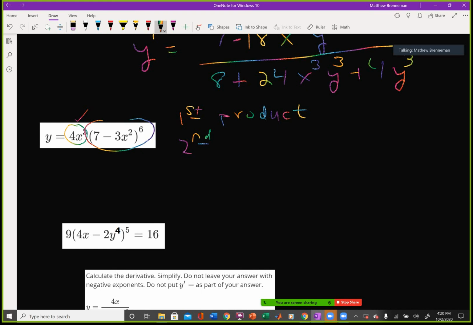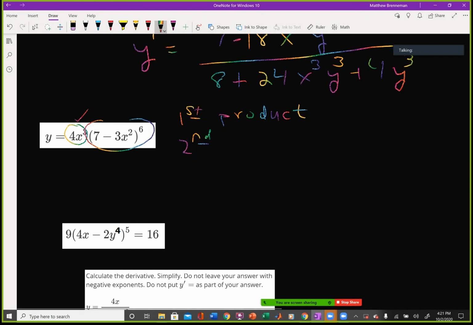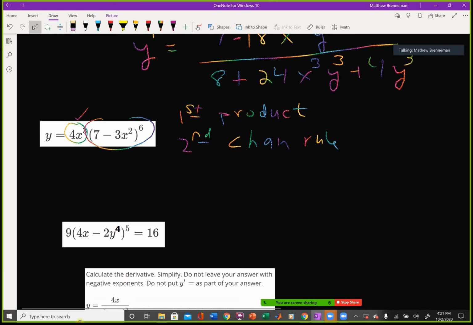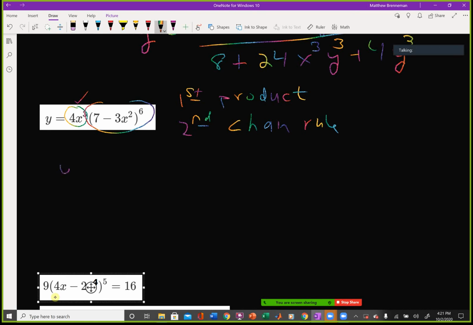Okay, whenever you have a function raised to a power, it's always going to be the chain rule, right? So we're going to use the product rule, and then inside of the product, we have to use the chain rule. Okay, let's go ahead and try that. It's kind of like Zen, you know how to solve the problem without having to solve the problem, okay? All right, so take the derivative of both sides.